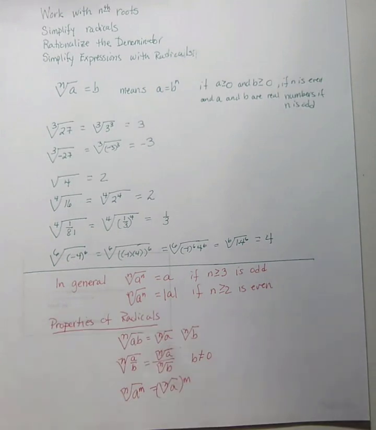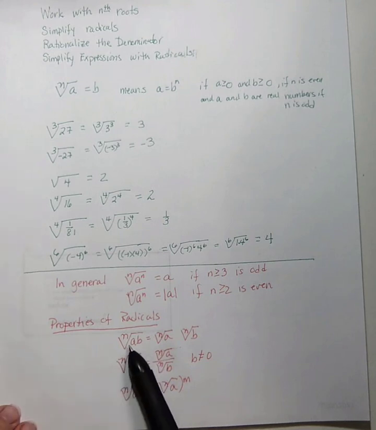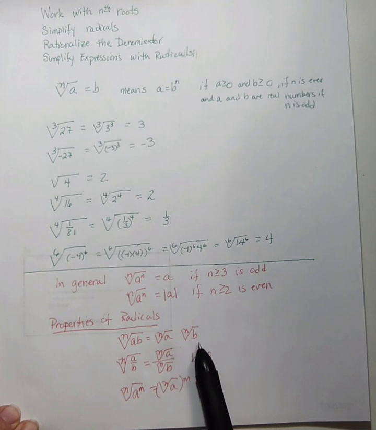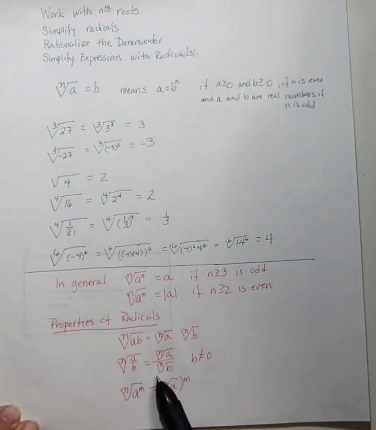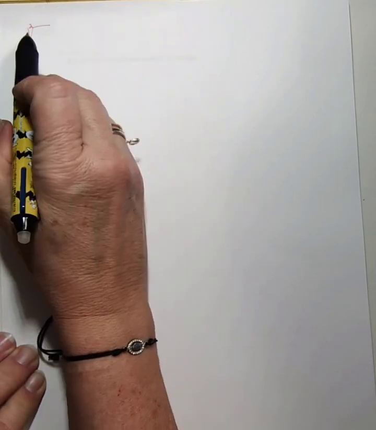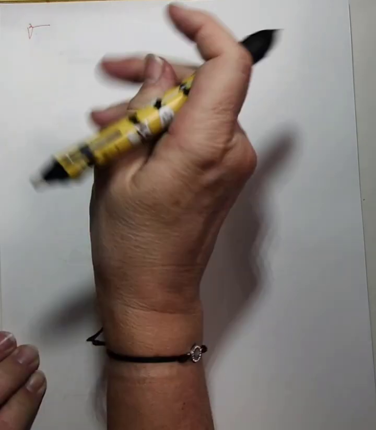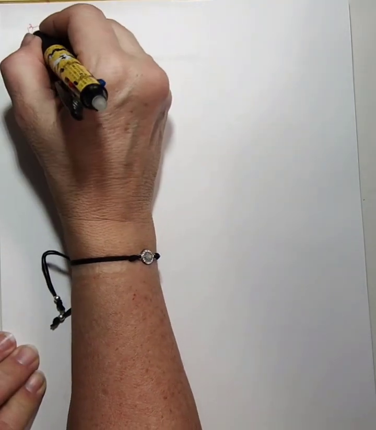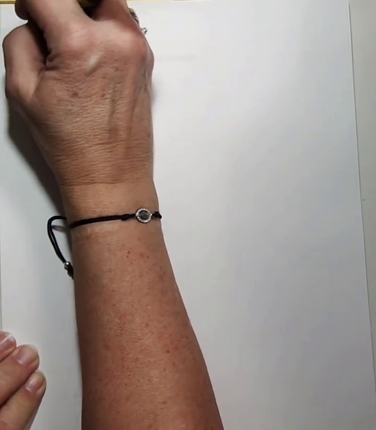And here are some properties of radicals that can be helpful. If I have the nth root of ab, it's the same thing as taking the nth root of a times the nth root of b. If I have the nth root of the quotient a over b, it's the same as the nth root of a divided by the nth root of b, given b doesn't equal 0. And the nth root of a to the m is the same as taking the nth root of a and taking that to the m power. By convention, this is the square root. In other words, there would be a 2 written there, but it's used so often we don't usually write the 2. So our square root would look like this.